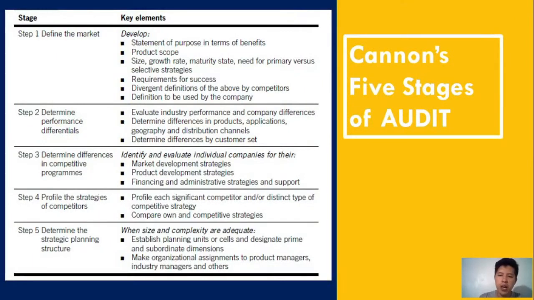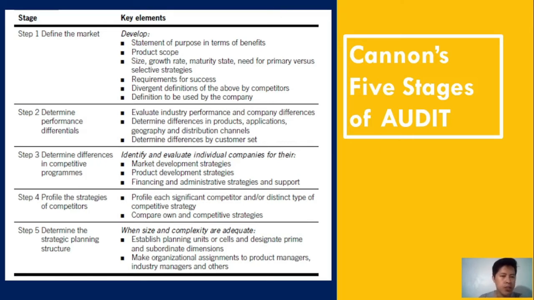Next, we have Canon's 5 stages of audit. Of course, this is quite basic, and when you have any kind of audit, you have to follow these particular steps in order for you to determine exactly what the underlying things are behind certain phenomena that are happening within the organization. Because more or less, you have to do an audit because something is wrong, or at least at some point, something is not satisfactory within the organization.